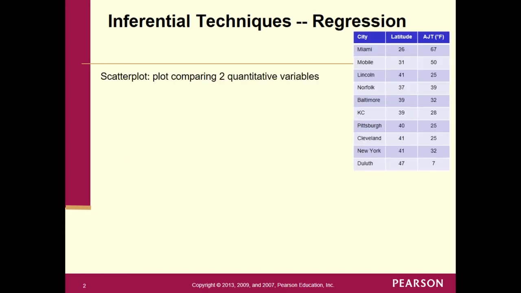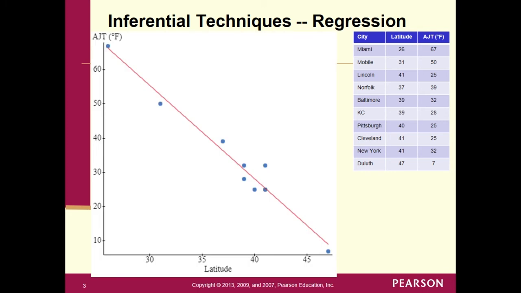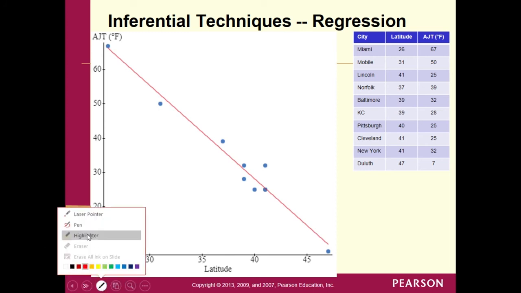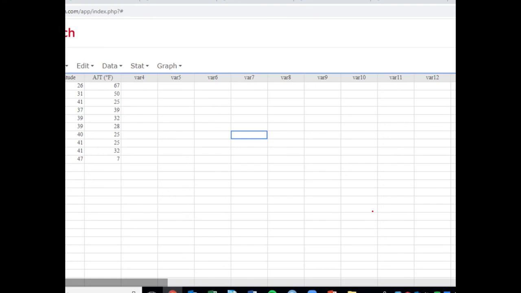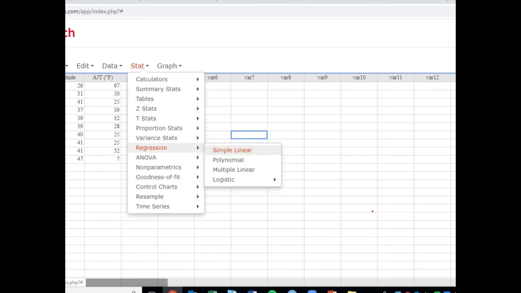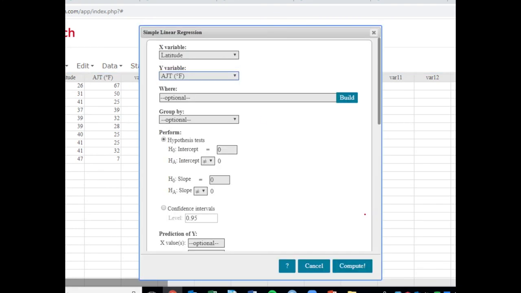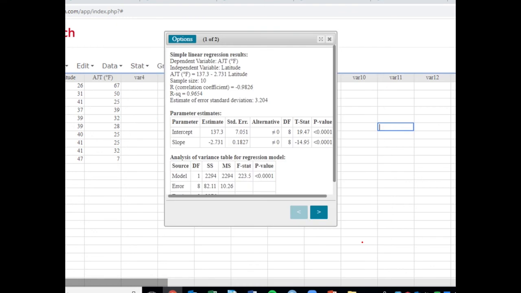All right, and then we went ahead and created a scatter plot. So there was our scatter plot, and so you can see our sample regression line in red. You can also call that the least squares regression line. Those are interchangeable. And if you did this in StatCrunch, you would go to Stat, Regression, Simple Linear. Notice we put in latitude for X, average January temperature for Y, and then I just hit compute. Okay, and this was the output that I got.